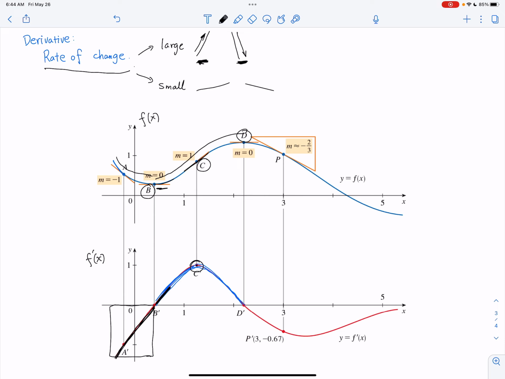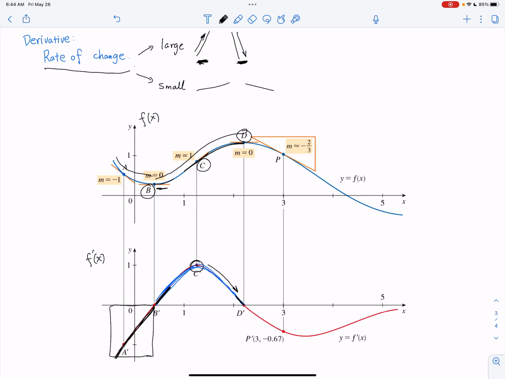Okay. Then after C, it's still increasing. So you still have a positive derivative, but it becomes slower and slower, right? If you follow the line, it goes like this. So it becomes slower and slower. Even though it's still increasing, it's not that fast. So that's why you get this part. The derivative is still positive, but the value becomes lower. Right? So you can just keep doing that.